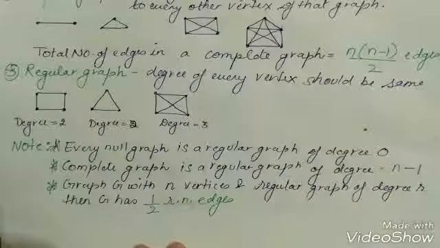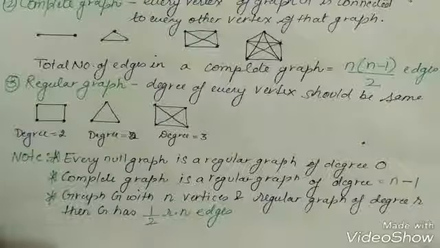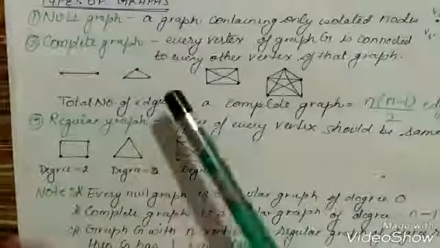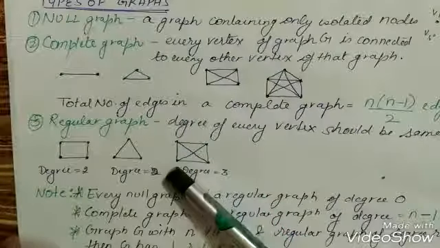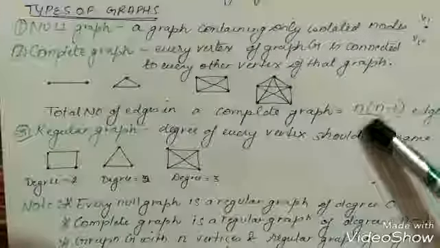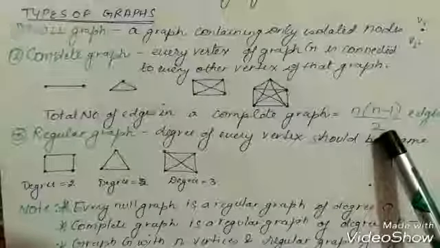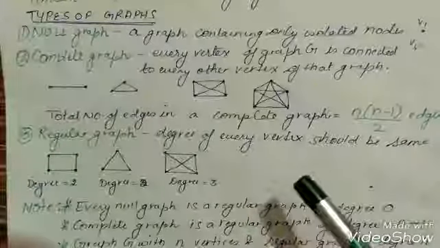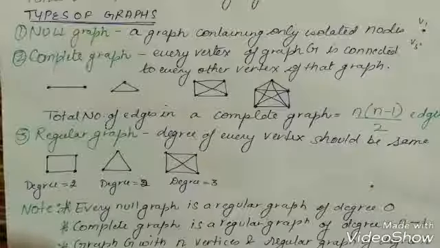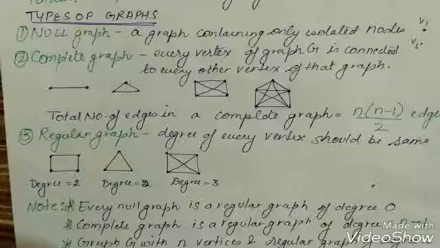Fine. So here are the graphs which we have studied today. 3 types of graphs: null graph, complete graph and regular graph. So what you need to remember in this lecture are these points and these formulas to find the number of edges in these graphs. So in the next lecture I will be talking about a few more graphs which are important.